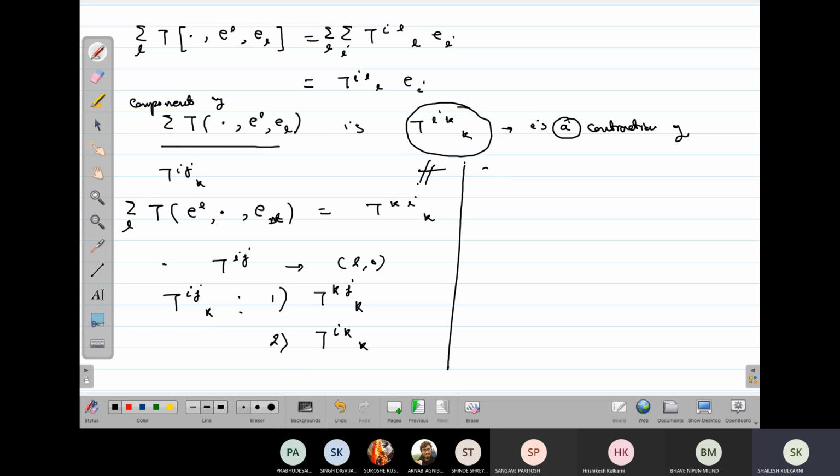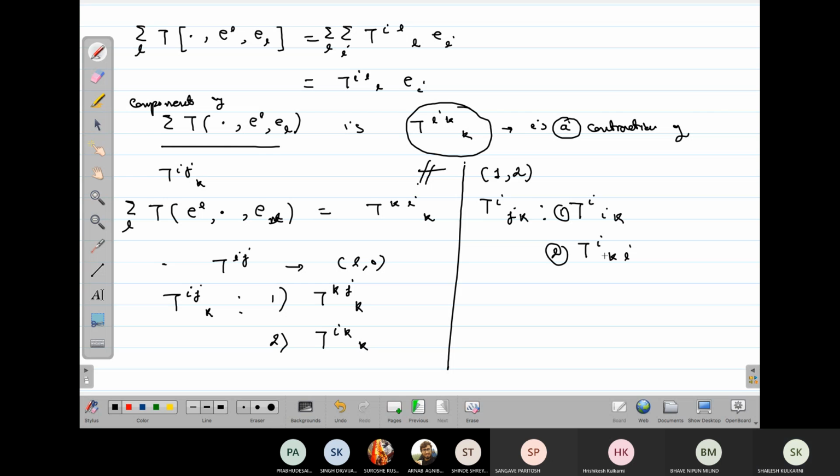Similarly, suppose you consider a tensor of rank (1,2). First you consider its component version T^i_{jk}. Now I want to define a contraction. So T^i_{ik}, that is one contraction, and another contraction will be T^i_{ji}.